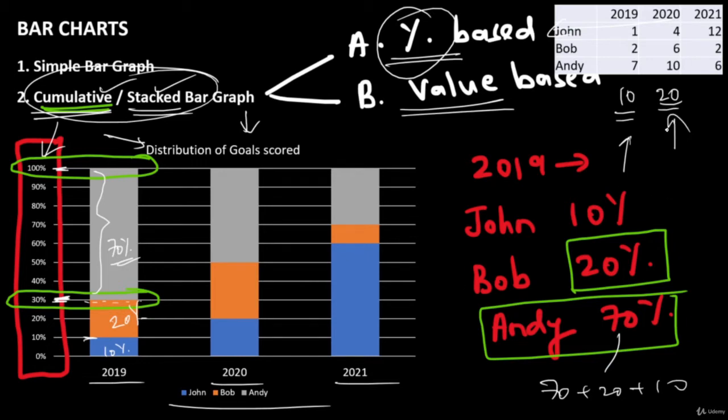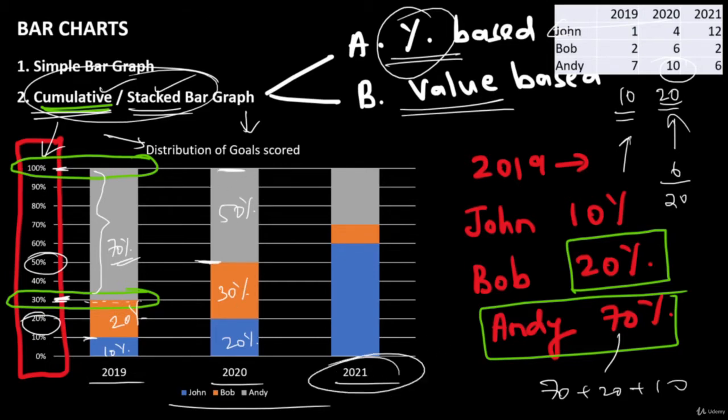All right. So over here, let's quickly see. John scored 4 goals in 2020. So 4 out of 20, that's 20%, right? So this is 20%. So you can see over here also you have 20. Now Bob scored 6 out of 20, right? So that's equal to 30%. So that's why you do 20 plus 30 and you reach up to 50 over here, right? And then Andy scored 10 out of 20. That's another 50%. And when you add 20 plus 30 plus 50, you get to 100%. And that's the same case with the year 2021. All right. So we have covered percentage based cumulative stacked bar graph, right?